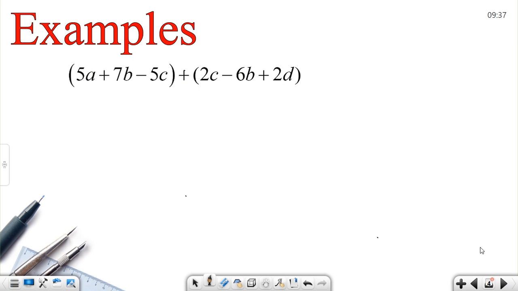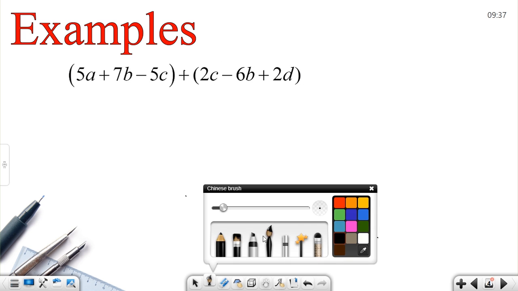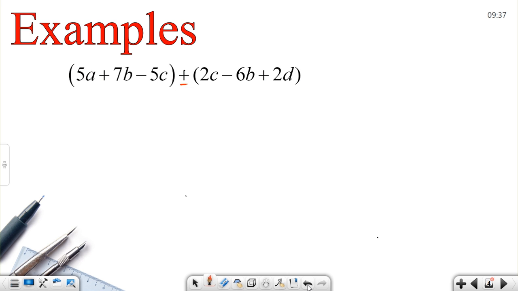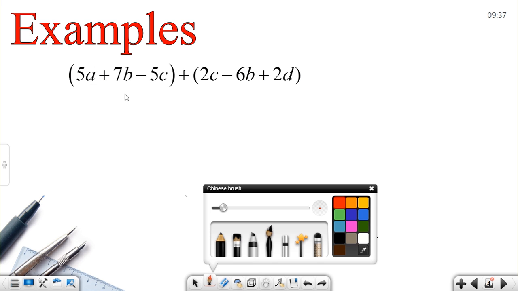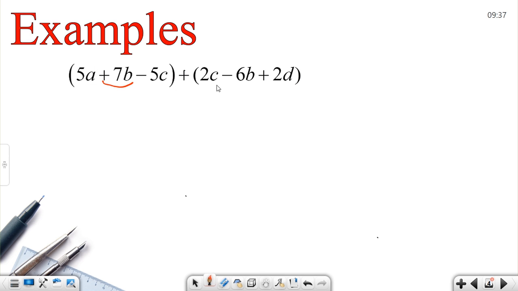Let's continue. Another example. Okay, let's decide the like terms first. It's addition again, don't forget. When it comes to subtraction, we will do one step more. 5a, oh, there is no like term with the 5a. So let's see, 7b, yes, plus 7b, minus 6b are like terms.